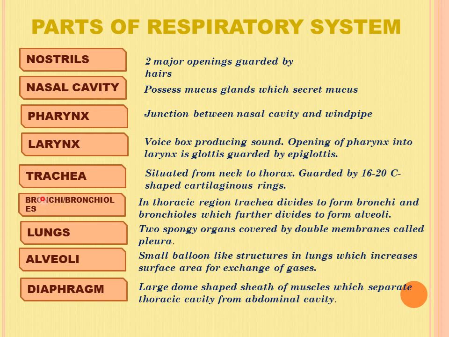Then the trachea leads to bronchi, which further lead to bronchioles. These are the divided forms of the trachea, which further divides to form alveoli. Then the lungs are two spongy organs covered by a double membrane called pleura, and alveoli are small balloon-like structures in the lungs which increase the surface area for exchange of gases. So we can say that the main function is performed by the alveoli only. And the last part is the diaphragm, a dome-shaped sheath of muscles which separates the thoracic cavity from the abdominal cavity. So in this way we have discussed the human respiratory system.